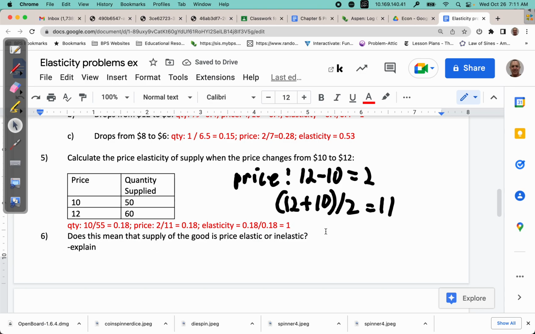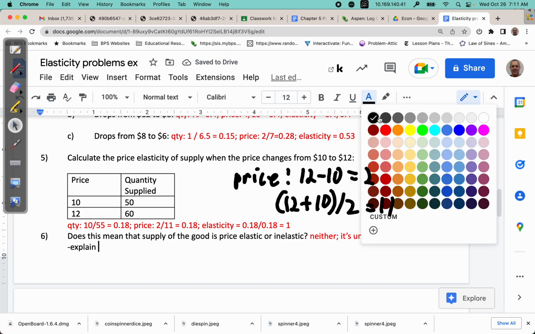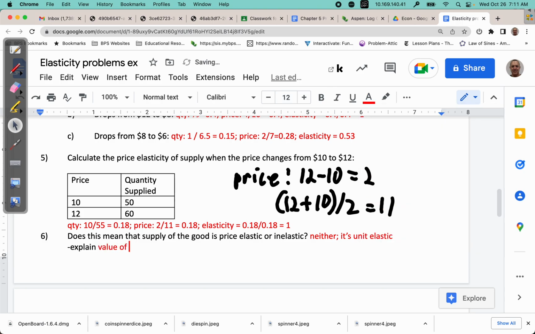And does this mean that the supply of the good is price elastic or inelastic? Neither one. It means that it's unit elastic. A value of 1 means supply is unit elastic when it comes to price.